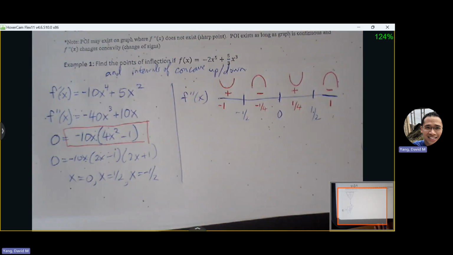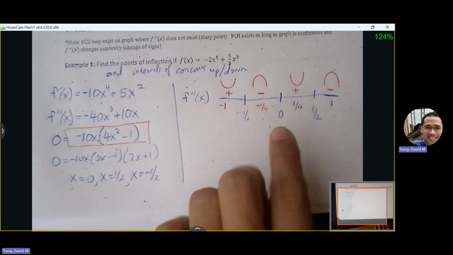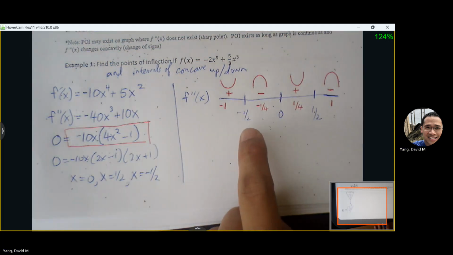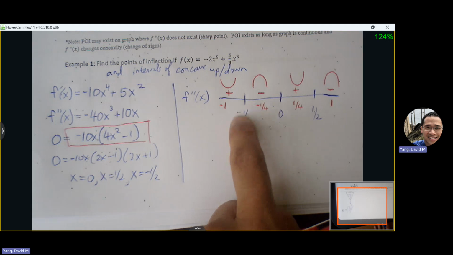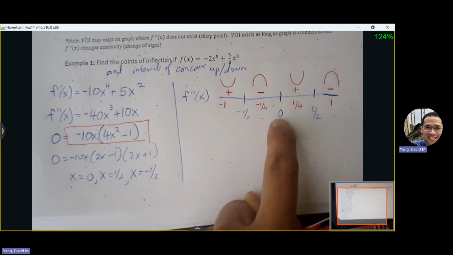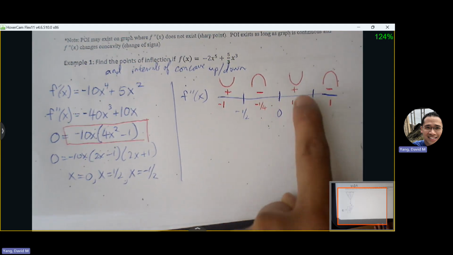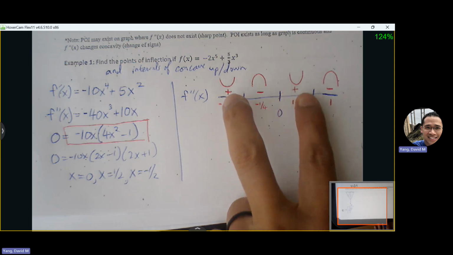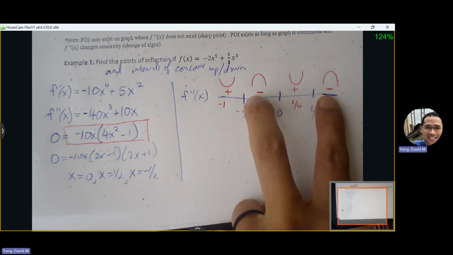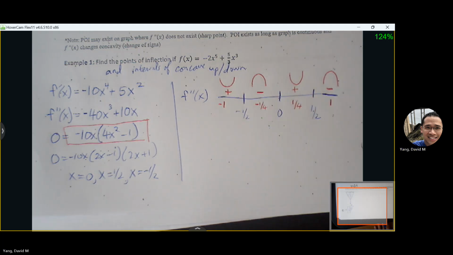So based off of this sign line, how many points of inflection do you see? 3. 3, yeah, because there's a change in sign in each of these subintervals here. At 0, there's a change in sign. At 1/2, there's a change in sign. There's 2 intervals of concave up. There's 2 intervals of concave down. And we also want to practice writing out our because statements.